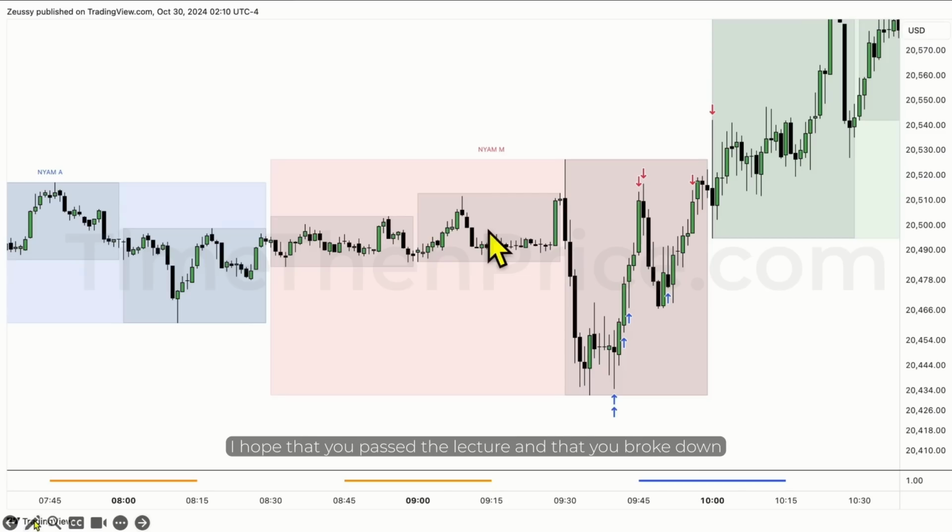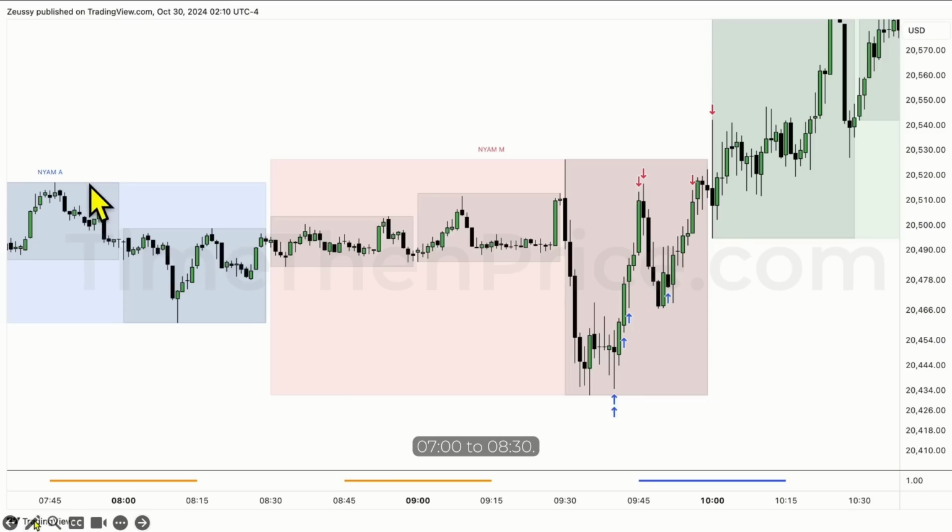I hope that you paused the lecture and that you broke down what you saw inside this delivery, but I'm going to walk you through it now. First, what I want you to see is that I've plotted the high and low of the time cycle from 7 to 8:30. This is the first 90-minute cycle of the morning session, as I've been teaching it to you. We then see between 8:30 to 9:30 that the market is just consolidating for an hour straight. It's going back and forth, back and forth.